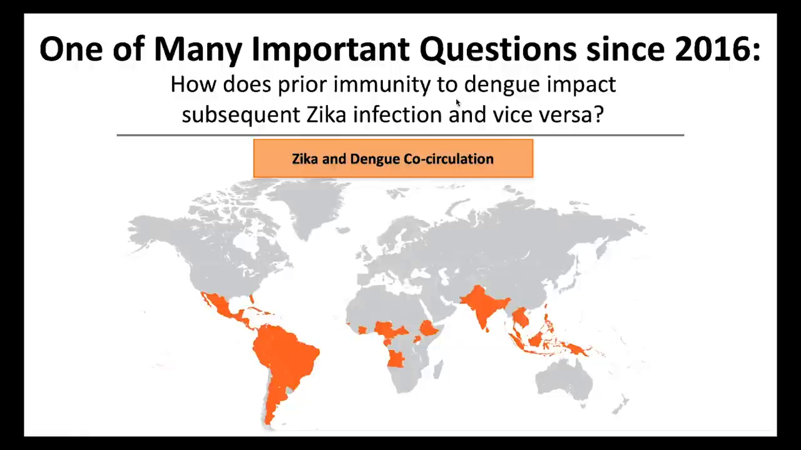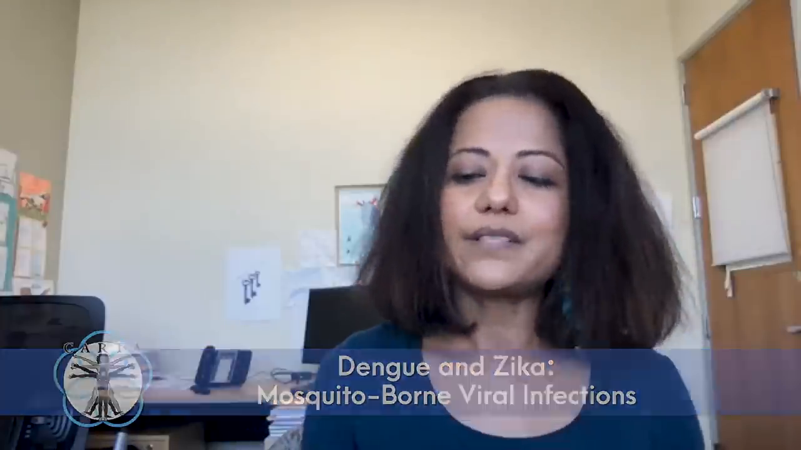And again, this is an important question in the field because these viruses co-circulate. The dengue-transmitting mosquitoes are in the same country, same geographic locations, and the immune response, both the antibody and T cell response to these viruses, are highly cross-reactive, meaning the immune response to dengue can recognize Zika and vice versa.